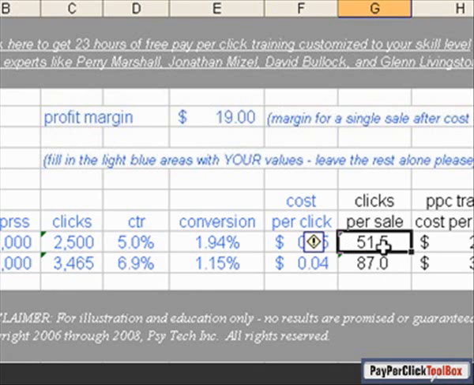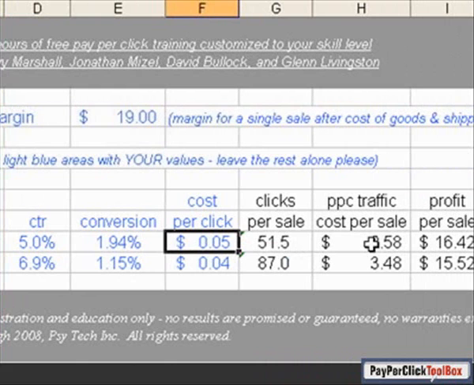All I did is I divided 100 by this number here, and you get 51.5 clicks. Actually, you divide the number 1 by that percentage for those of you who want to be technical. And you know that if 2% of the people are clicking, that means it takes you 50 clicks to get a sale, right? Okay, if it takes you 50 clicks to get a sale, and your cost per click is 5 cents, then multiply those out, and it's going to cost you $2.58 in traffic costs to make a sale.